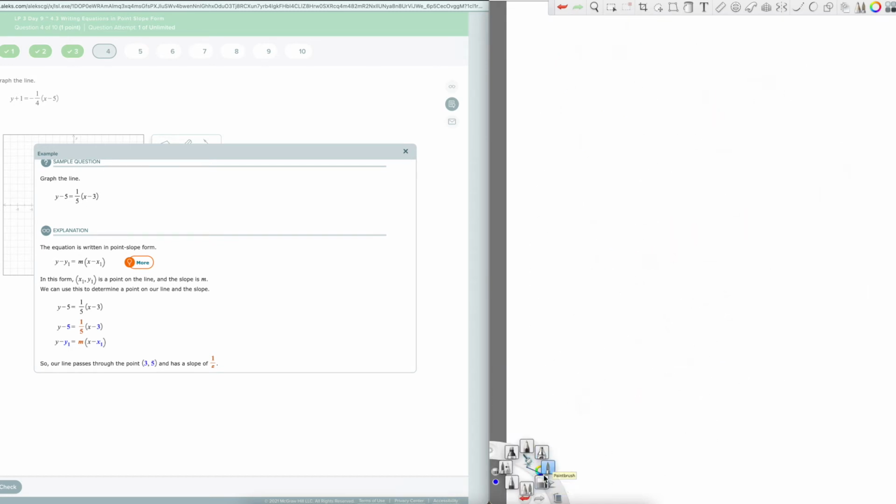Where'd my chisel marker go? Is that the one I want? No, that is not the one I want. Where'd my marker go? I want that guy. For some reason, I like to write with the chisel marker.